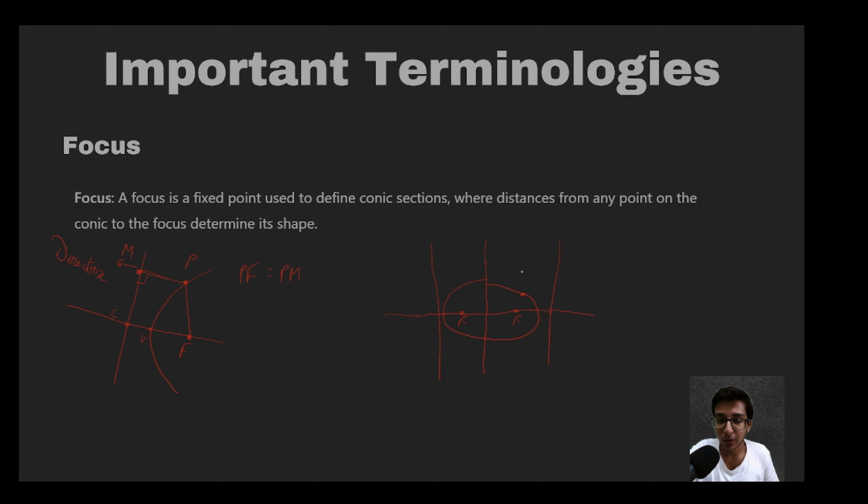And let's take any point P here. If I drop a perpendicular here, and I name this point M, then this distance, PF and PM, will always remain constant. And if I were to take it on this side also, this would remain constant. Same thing goes for the hyperbola as well.